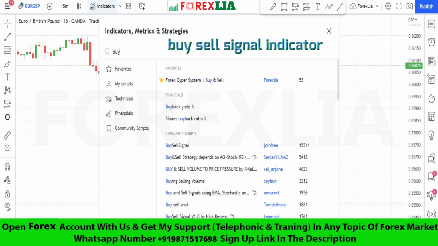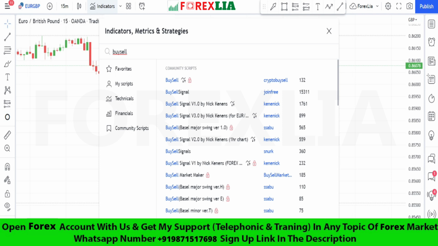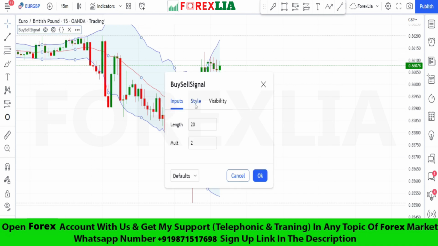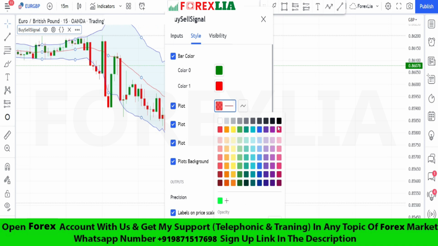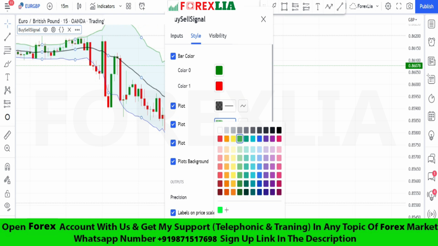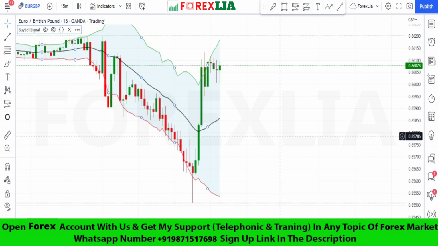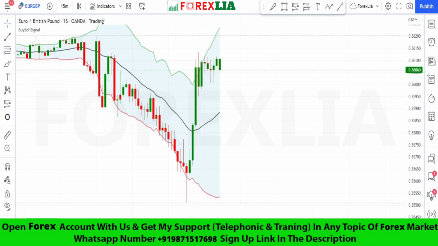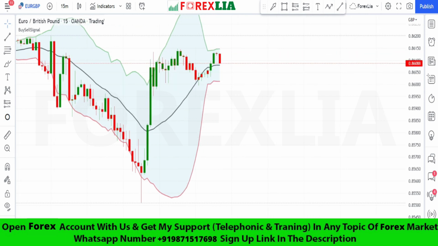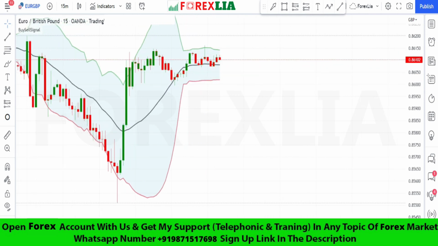For this strategy we need the buy sell signal indicator, with some settings changed. If the market breaks the buy sell signal indicator green level upper line upward, then we take a buy trade.